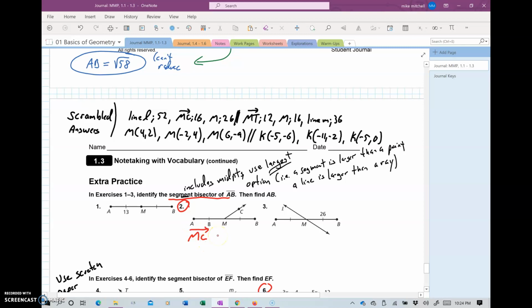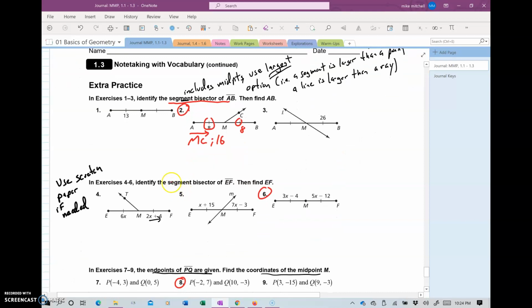M's a point, C's a point. I can use those in naming it. Okay? And if this piece is 8, this one has to be 8 for that to be a midpoint. They have to be equal. 8 and 8 gives me 16. There's my answer up there. That's looking good. Ray MC and 16.